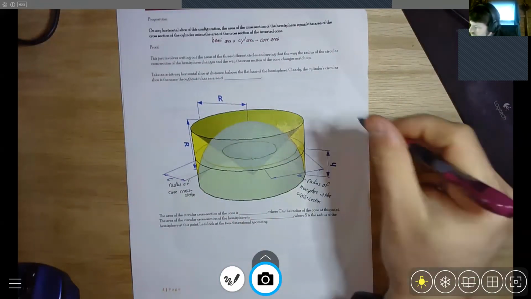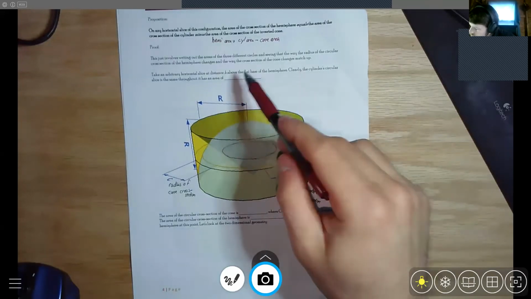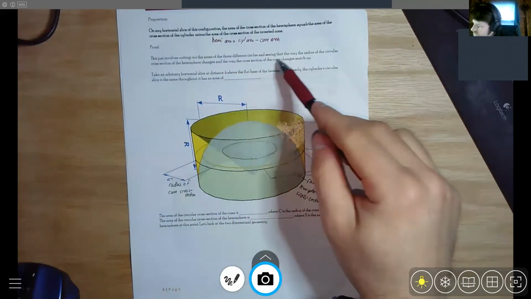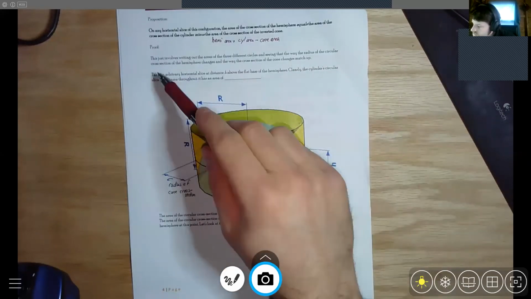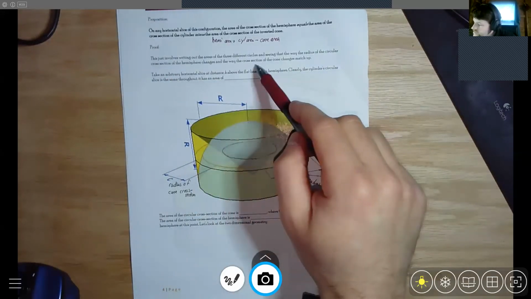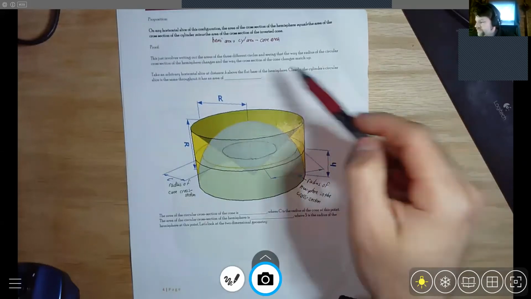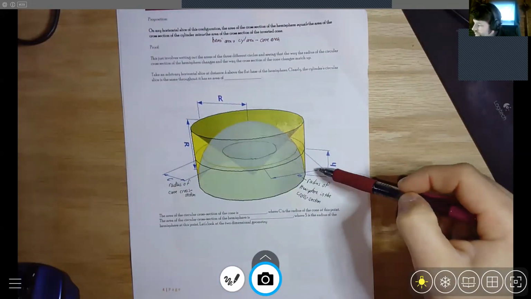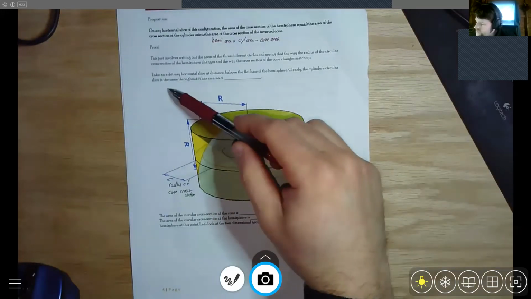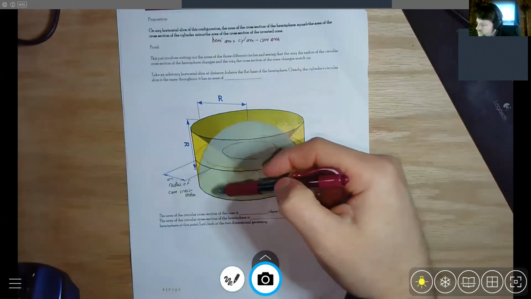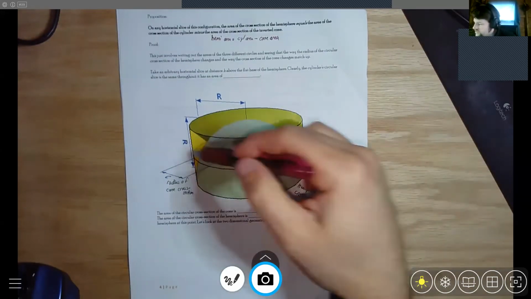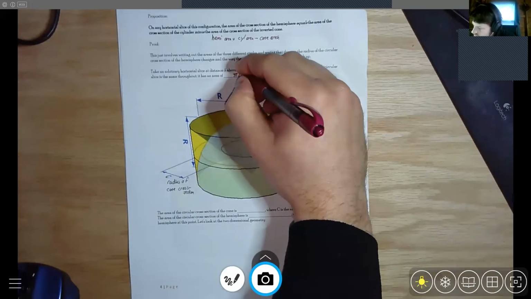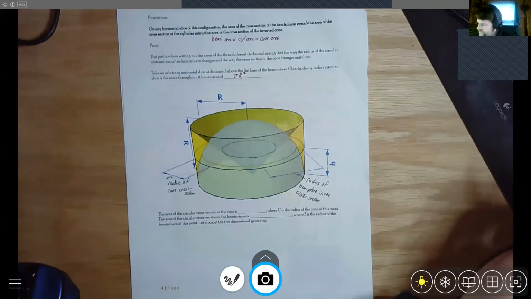All right. So you can read this here, that this just involves writing out the areas of the three different circles and seeing that the way the radius of the circular cross-section of the hemisphere changes and the way the cross-section of the cone changes match up. So take this arbitrary slice, H above the base. Clearly the cylinder's circular slice is the same throughout. So no matter where we cut the slice, the cylinder is always going to be the full circle with a radius of r. So that's always going to have an area of pi r squared. Right?